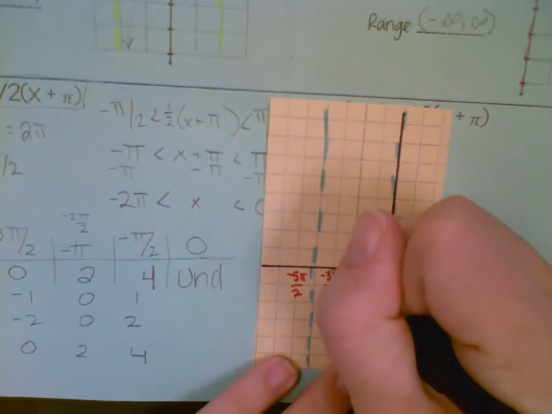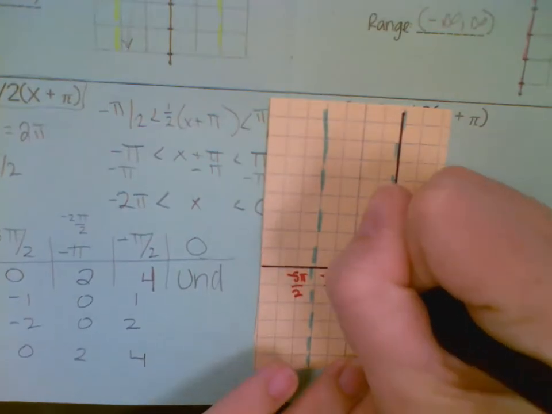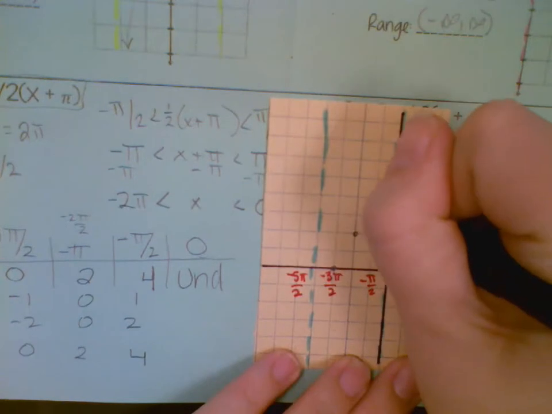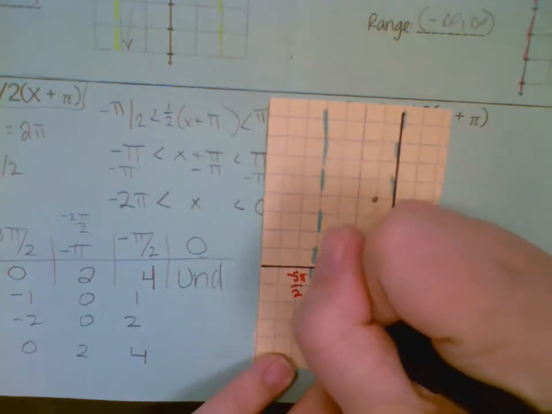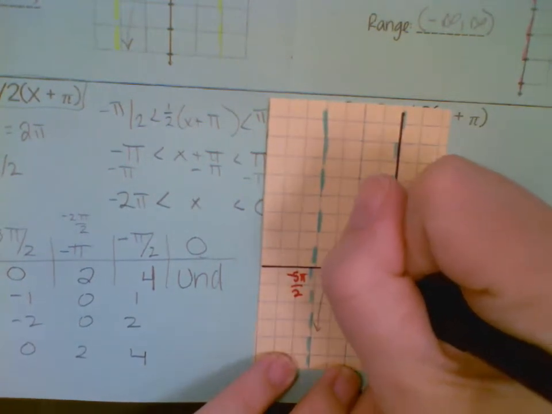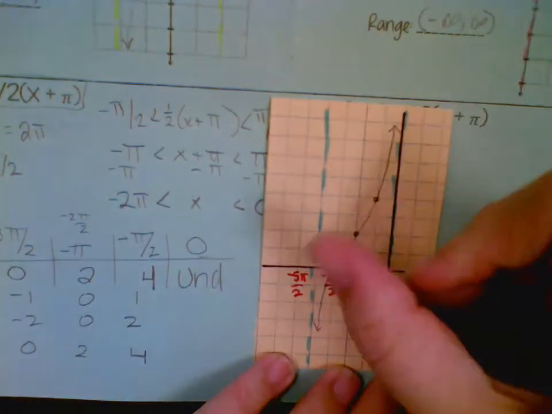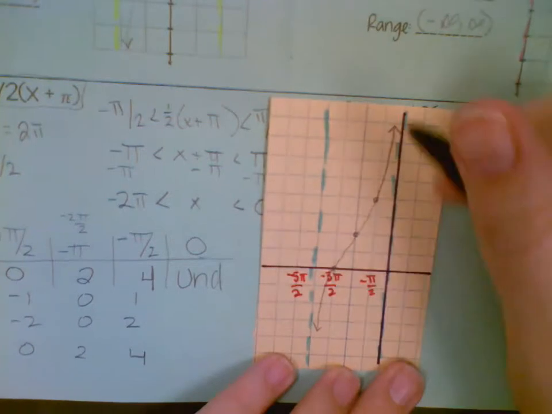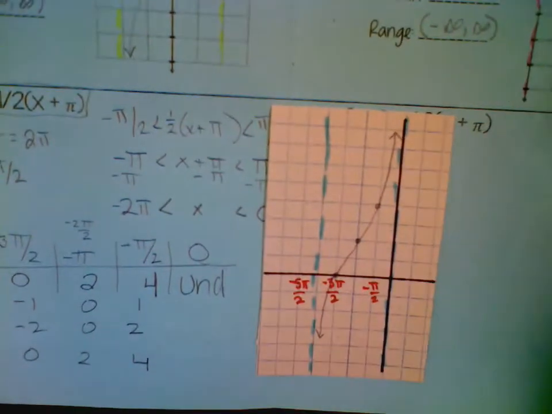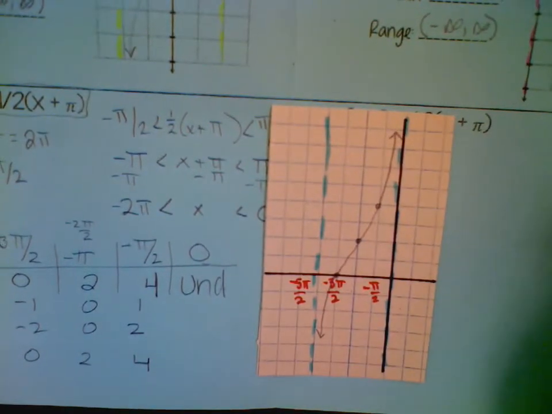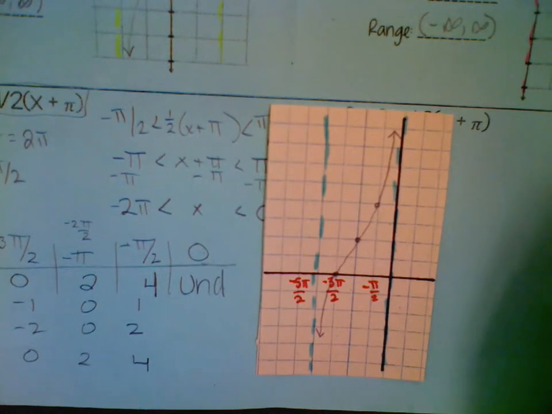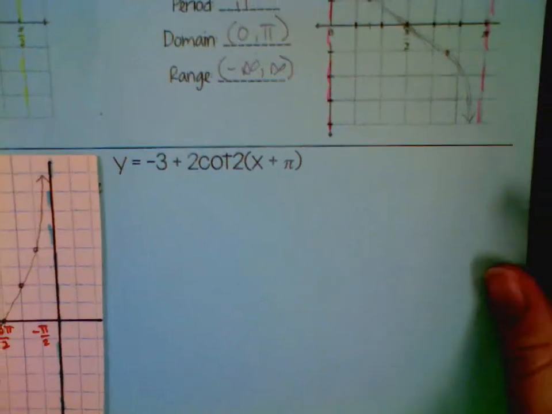Okay, so if we graph our points, we have 0, 2, and 4. So remember, a normal tangent started down and went up. So since we didn't flip, this is what tangent should look like. Okay, very good. So let's take a look at our last graph.